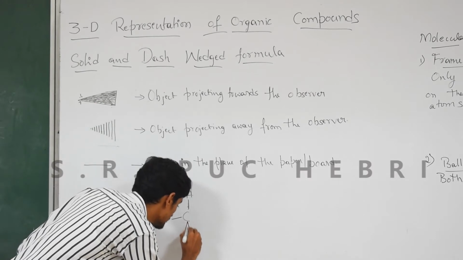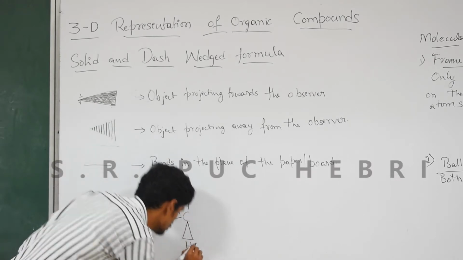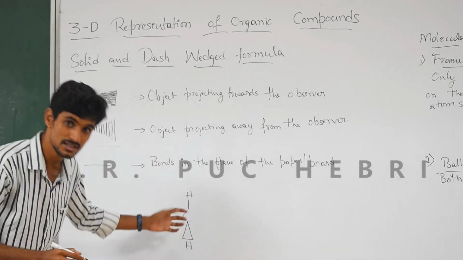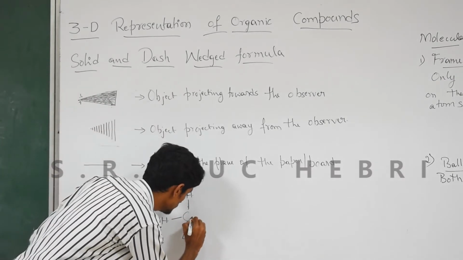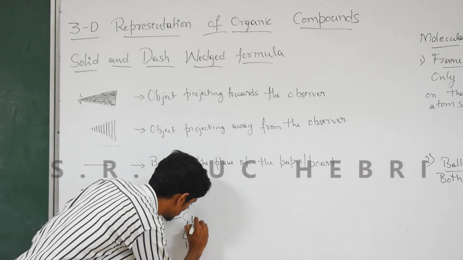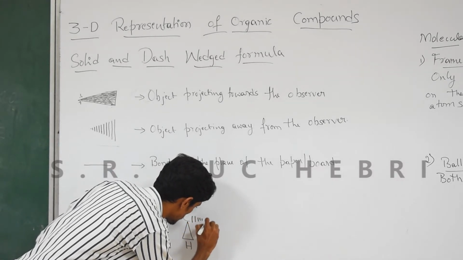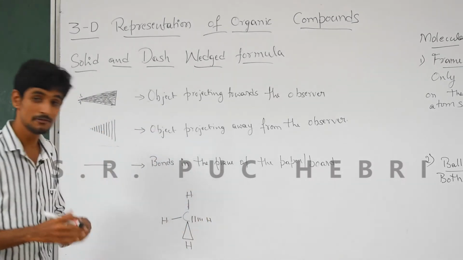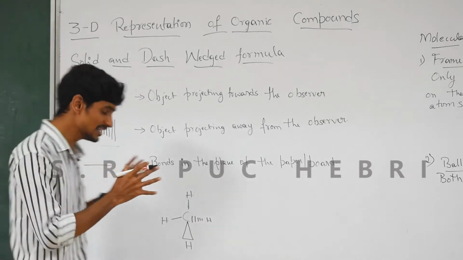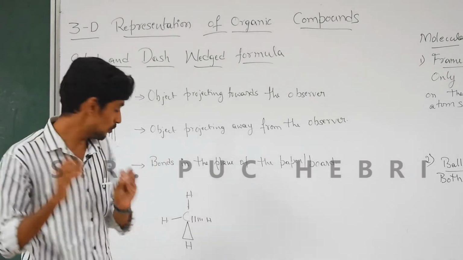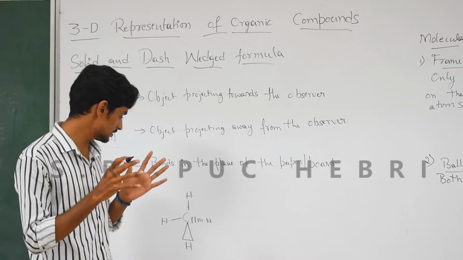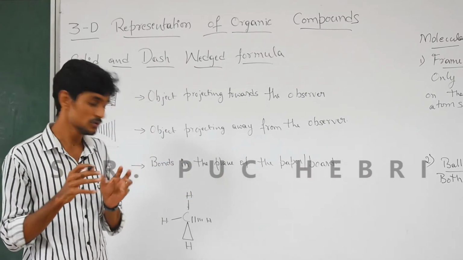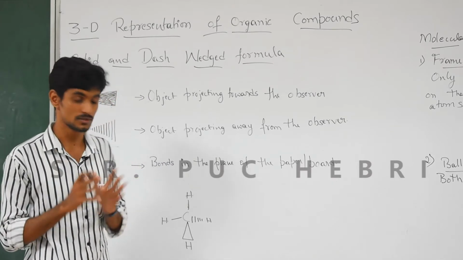You can write it like this. This hydrogen is projecting towards you and one more hydrogen is away from you. This will tell you the positions of the hydrogens and how this compound is present in three dimensions.